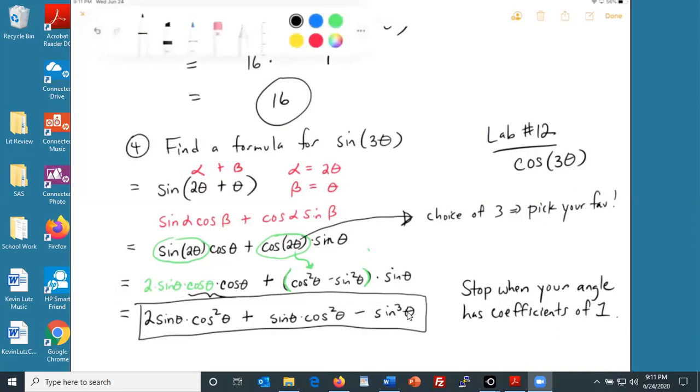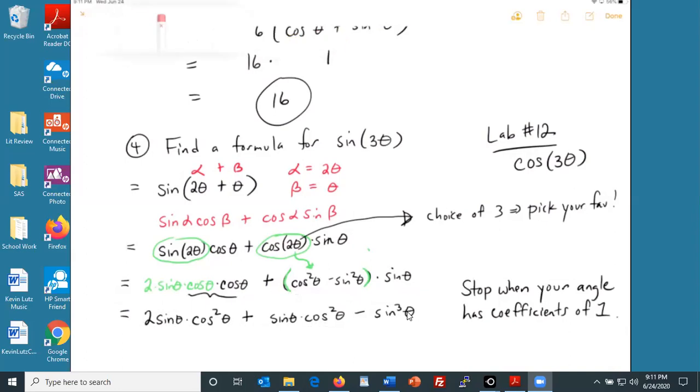Excuse me. And I just realized something. This is not my final answer. Anybody notice we have like terms? I didn't simplify my like terms. Notice we have a sine cosine squared, sine cosine squared. We got like terms right here.